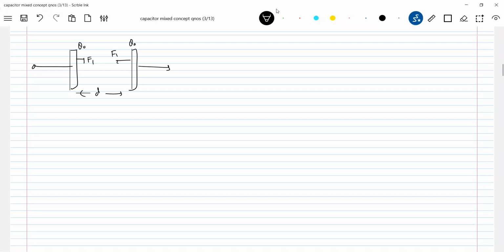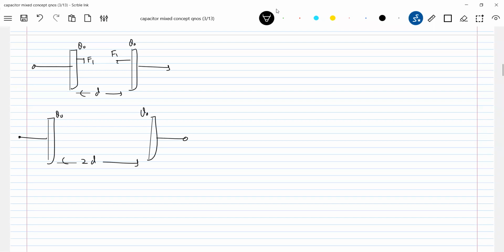Now what I do is I'll increase the separation. Who will increase? Action agent. Now the action agent will increase the separation to 2D. Now, what conditions will arise? It's isolated, so charge will remain as it is. Slowly I'll increase the separation. So the action agent did work, no?